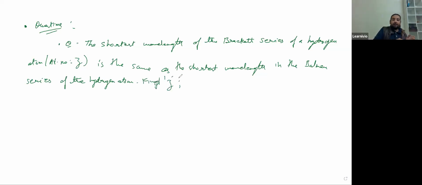So essentially the question says the shortest wavelength of the Brackett series for an atom with atomic number Z is the same as the shortest wavelength in the Balmer series of the hydrogen atom. So you have an atom with atomic number Z, and the shortest wavelength in its Brackett series is the same as that in the Balmer series of hydrogen. Just equate the two and calculate the value of Z from there. Go ahead.